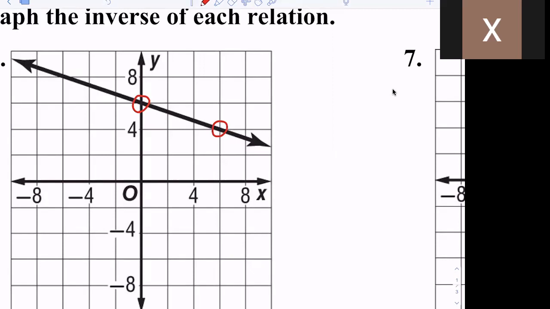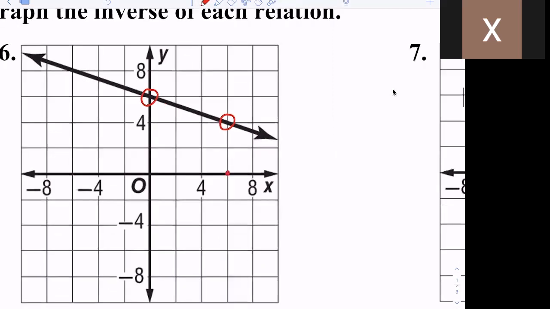So if 0, 6 is the point on the graph, then the point on the inverse would be what? You just told me 0, 6 is on the graph, so then 6, 0. So now we plot 6, 0.